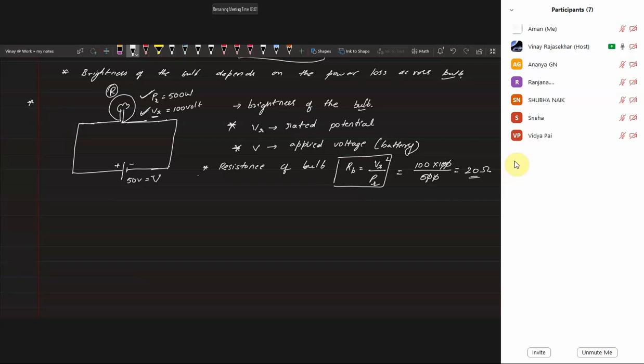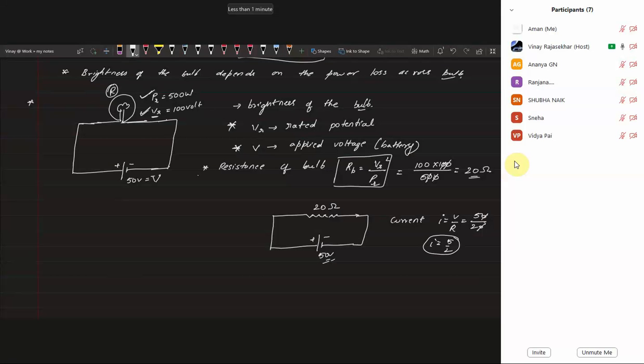Please remember, students, the resistance of the bulb is 20 ohm. So instead of the bulb, you can keep a 20 ohm resistor. I hope you understood this. And this is the battery of 50 volts. Now I'm going to calculate the current through the circuit. Current I is equal to V by R. So V is 50, R is 20. Cancel, current I is equal to 5 by 2.